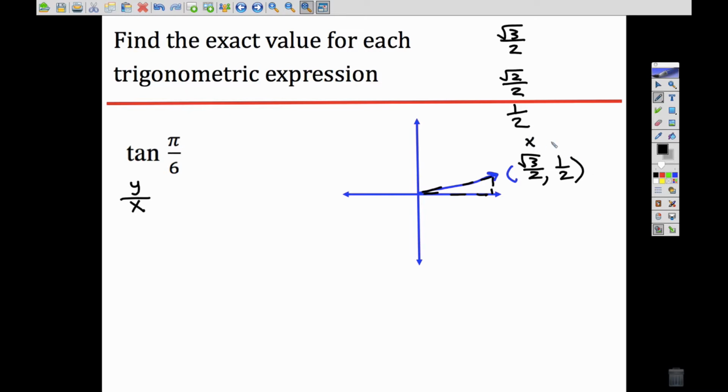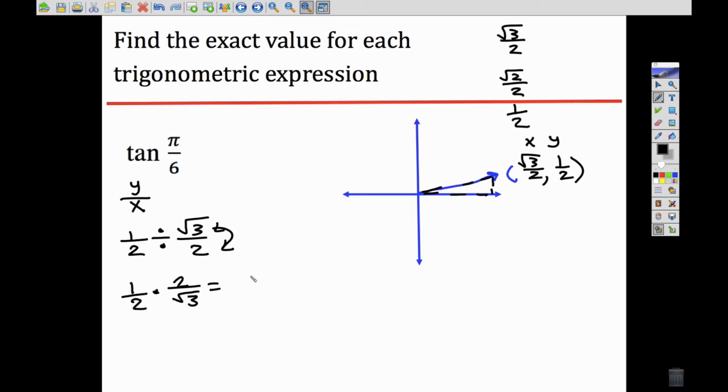So here's my x, here's my y. I'm going to take the y coordinate of a half, and I'm going to divide that by the square root of 3 over 2. And I know that when I divide fractions, I multiply by the reciprocal, something that we learned way back in elementary school when we were multiplying and dividing fractions.